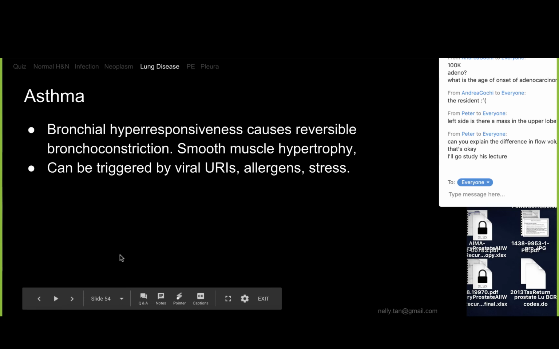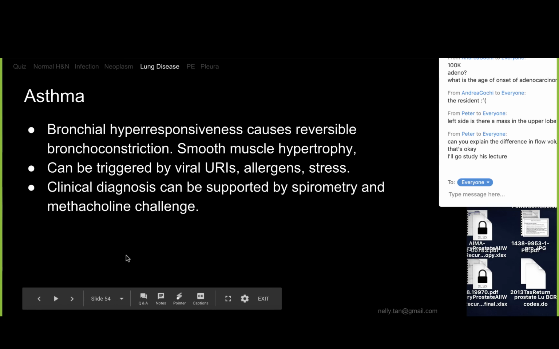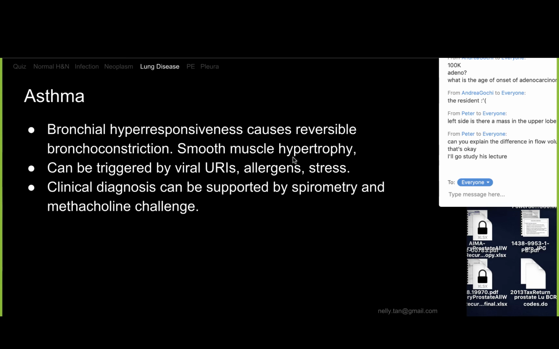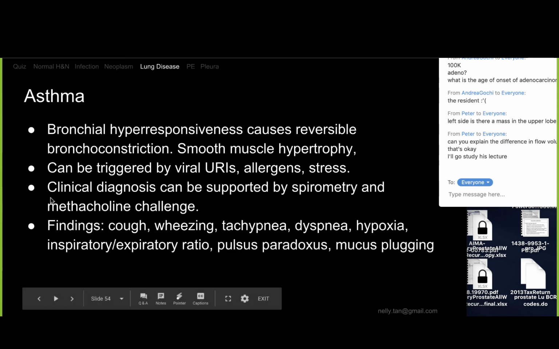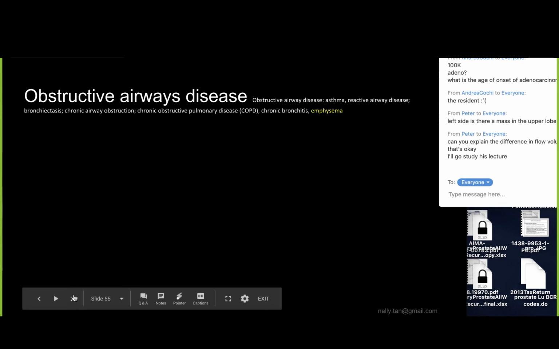So asthma: you get sensitized to an allergen. The smooth muscles in the bronchioles undergo hypertrophy, so the airway itself gets super narrowed, like that tunnel. It can be triggered by various causes: viral, allergen, stress. This is how you diagnose asthma. They get a cough, wheezing, whatnot. And then you get peribronchial cuffing, so thickening of the airways on chest X-ray.